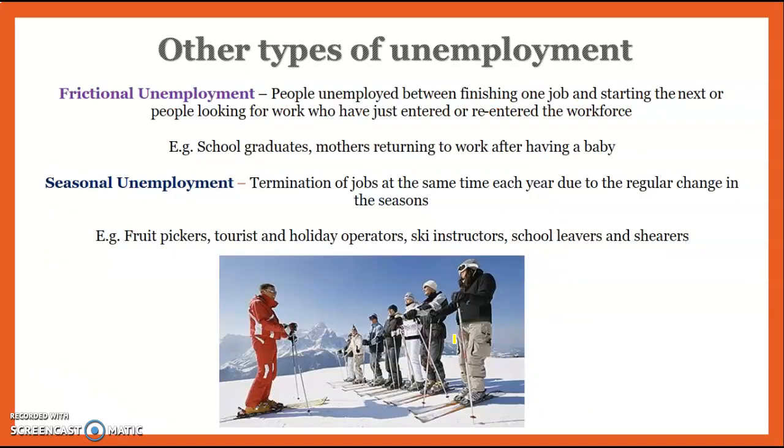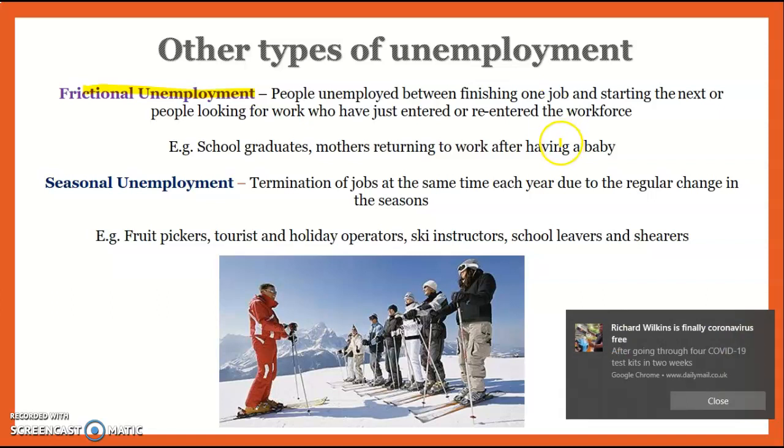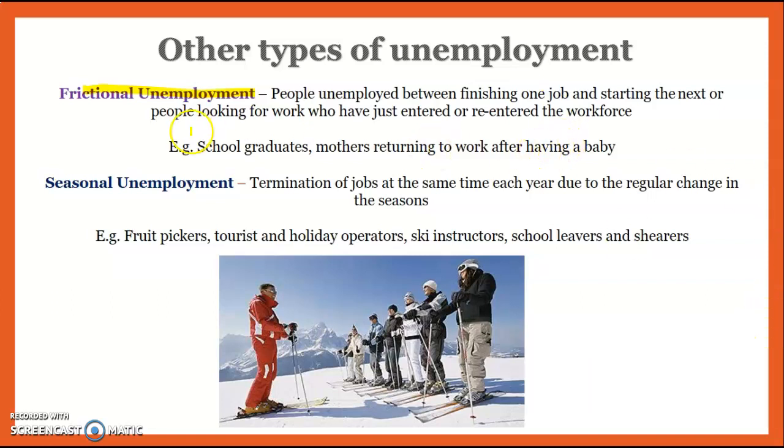Other types of unemployment: frictional unemployment. The difference between this and structural unemployment is that these are people that have voluntarily left their job to start a new job. So if you quit your job voluntarily to look for a new job, that's frictional unemployment. It also includes people who are rejoining the workforce or joining the workforce for the first time. So, for example, if school graduates were to join the workforce and couldn't find a job, they'd be classified as frictionally unemployed. Mothers returning to work after having a baby would be another example of frictional unemployment because they're rejoining the labour force. So people joining or rejoining and people that have voluntarily left their jobs are examples of frictional unemployment.